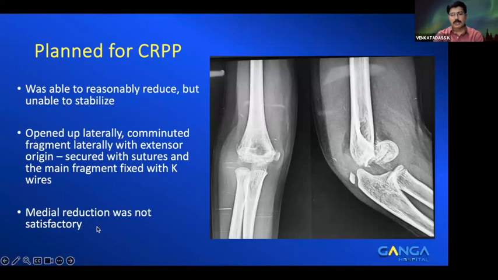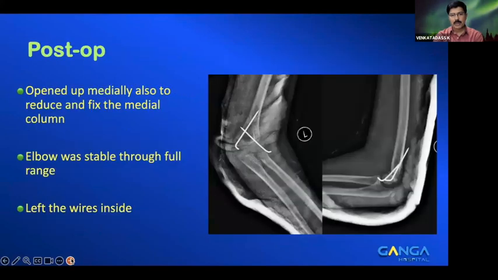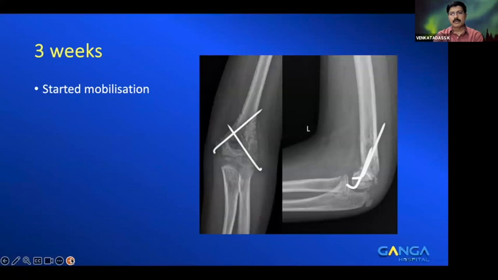But then the medial reduction was not satisfactory. So this actually needed a medial open reduction as well to get a good reduction and stabilization. So this was the final fixation. Since there was a bit of a struggle, we thought we would not leave the wires percutaneously, so the wires were buried inside. And then immobilization was given for 3 weeks, and then we started gradual mobilization.